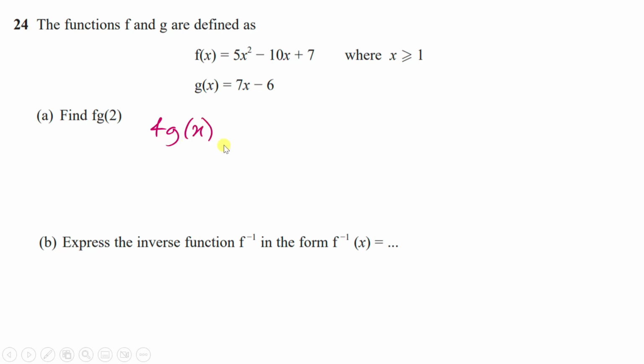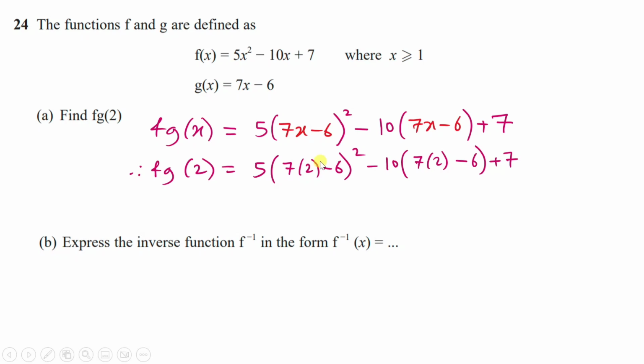fg(x) is now going to equal all of that, so replace all the x's with 7x minus 6. Then they want you to replace the x value with 2. So it's going to look like this. Then all you have to do is put all of this in your calculator carefully. And if you did that right, you should get 247. That's literally how you do composite functions.